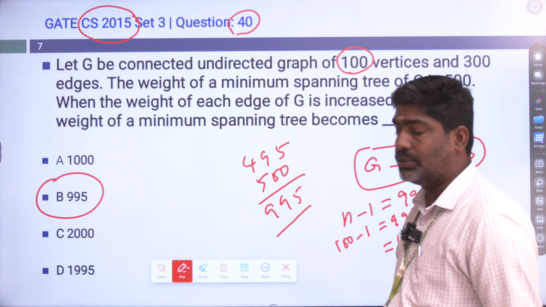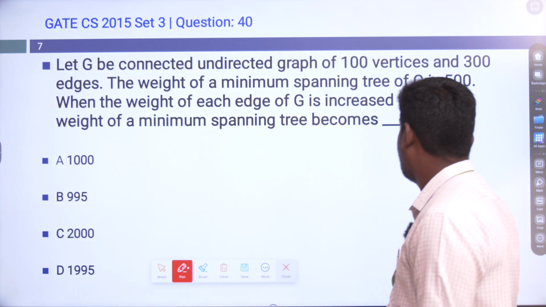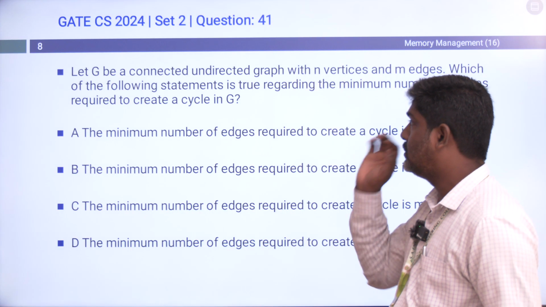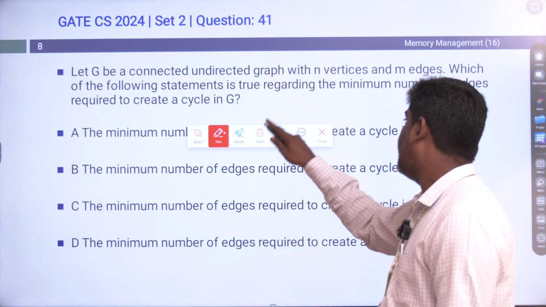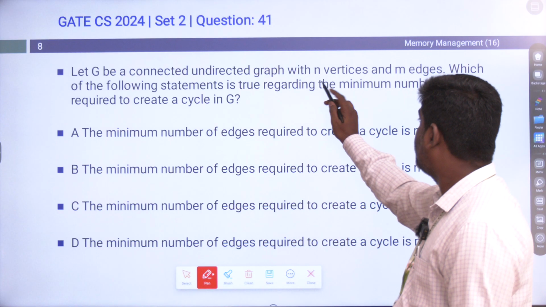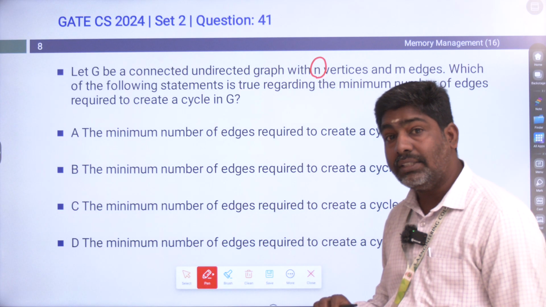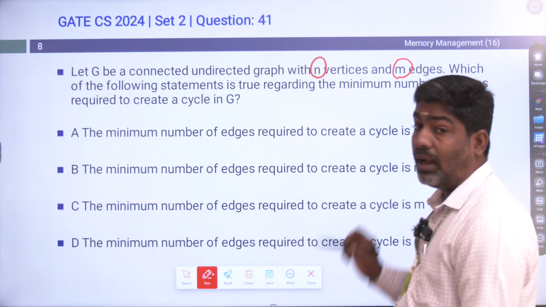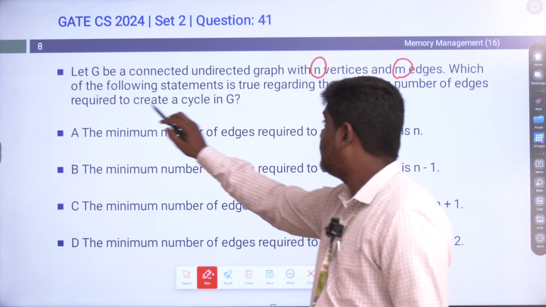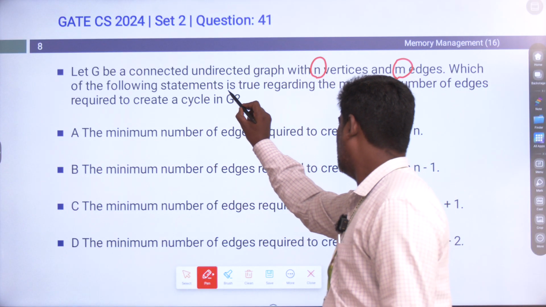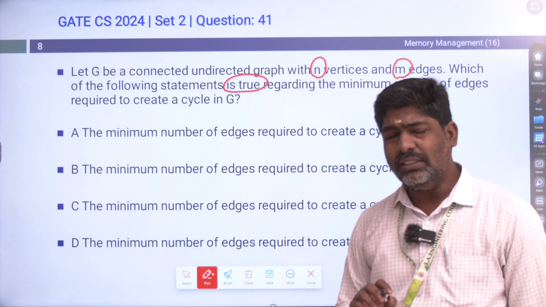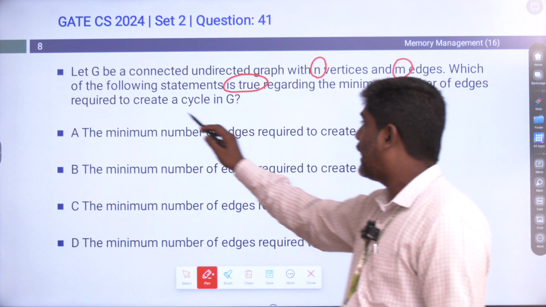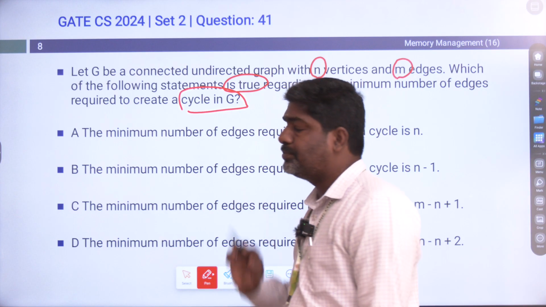Okay, this is the second question. Next we go with the third question. Let G be a connected undirected graph with n vertices and m edges. They didn't give any n value. Which of the following statements is true? They are asking which statement is true regarding the minimum number of edges required to create a cycle in G.